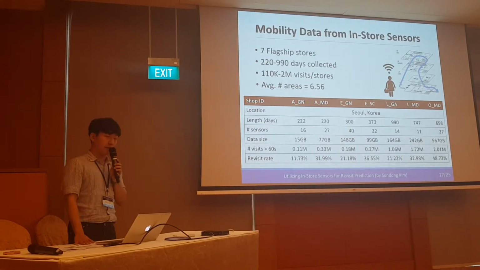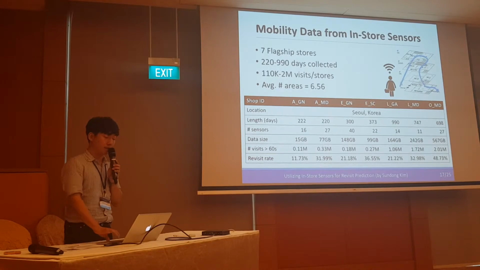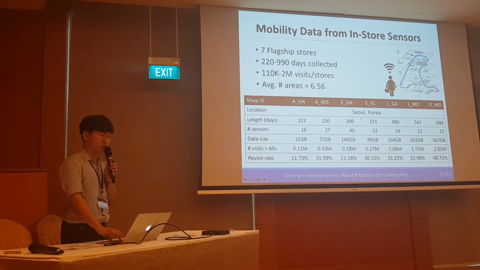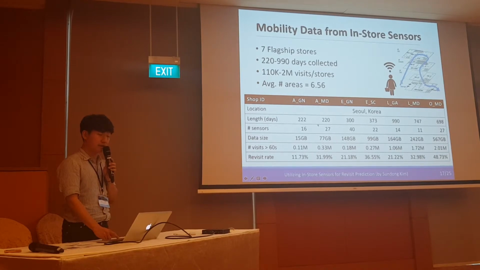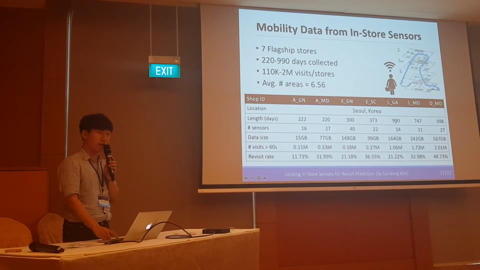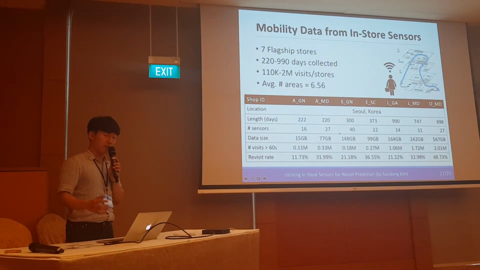We use data from 7 flagship stores in Seoul, and each data set spans 7 months to 2.5 years. And these are very big stores.